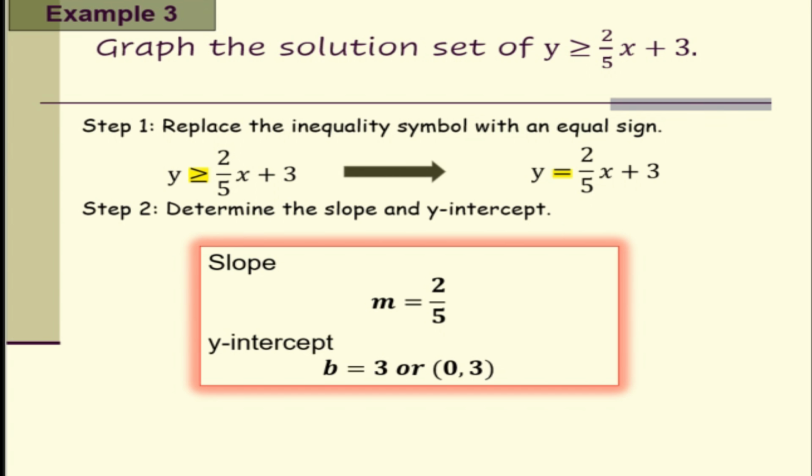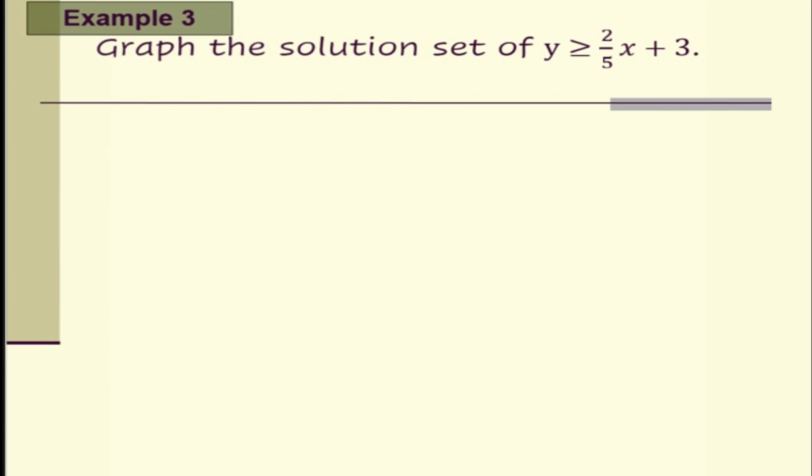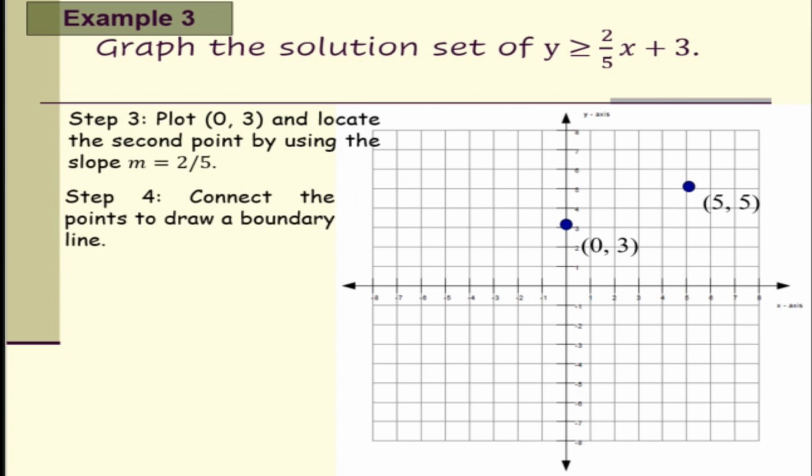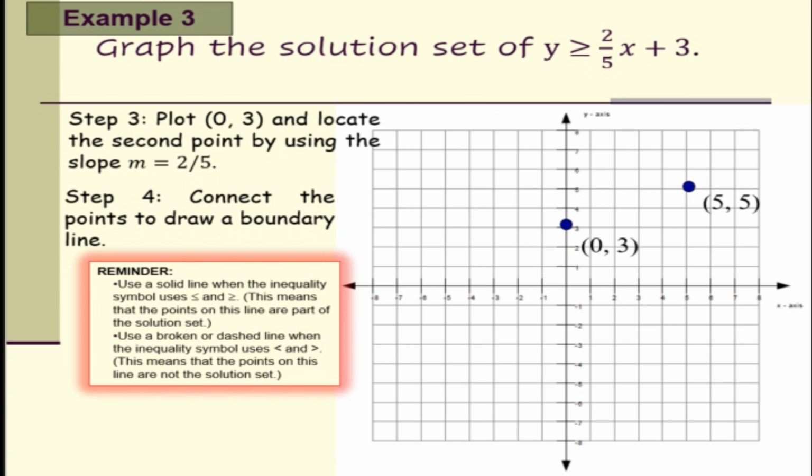Then graph the inequality by using the y-intercept (0, 3), and then locate the second point by using the slope 2/5. For step 3, plot the y-intercept (0, 3), and locate the second point by using the slope m is equal to 2/5. And then connect the points to draw a boundary line. For this inequality, the inequality symbol is greater than or equal to. Therefore, we will use a solid line to connect the 2 points.